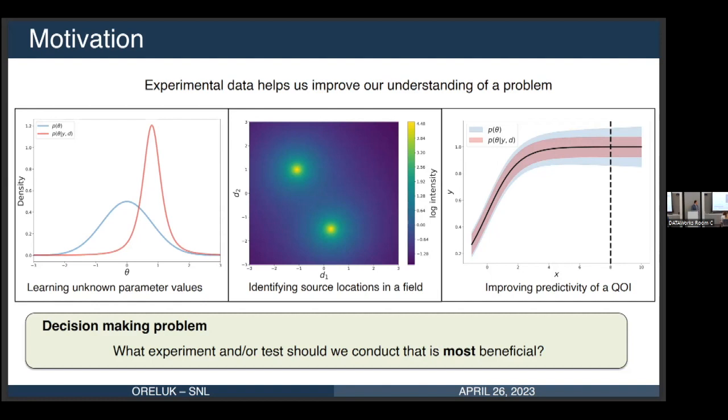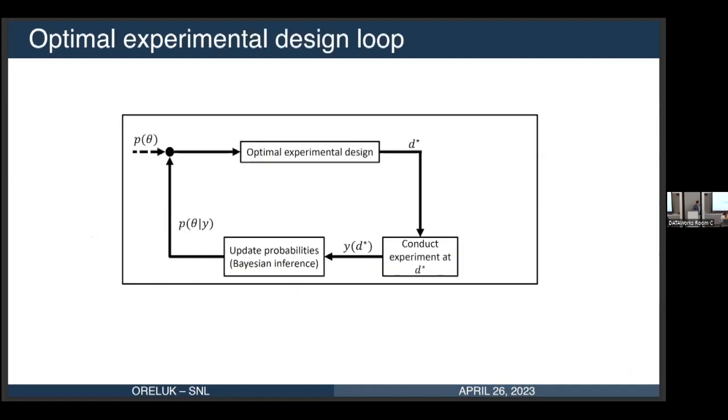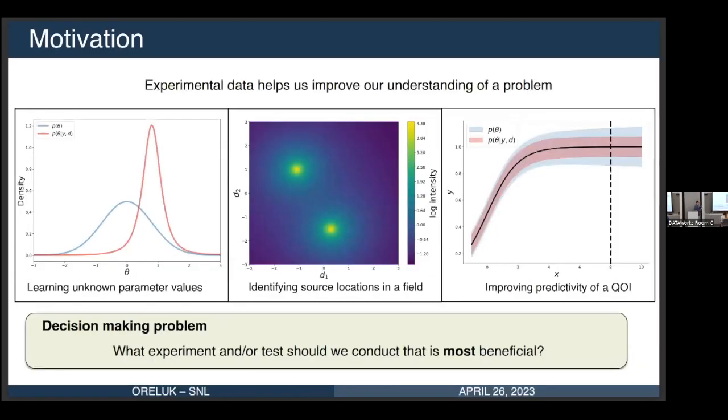So we want to gather experimental data to update our predictions and reduce the uncertainty so we can make a better prediction. In all these cases, what we're really doing is decision-making. We're deciding where to gather data to help us learn about our problem. What experiment or test should we conduct that's going to be most beneficial in terms of learning our goal, whatever goal that may be? Today I'm going to talk mainly about the left-hand side: how to find designs that help us learn particular parameters in our model.